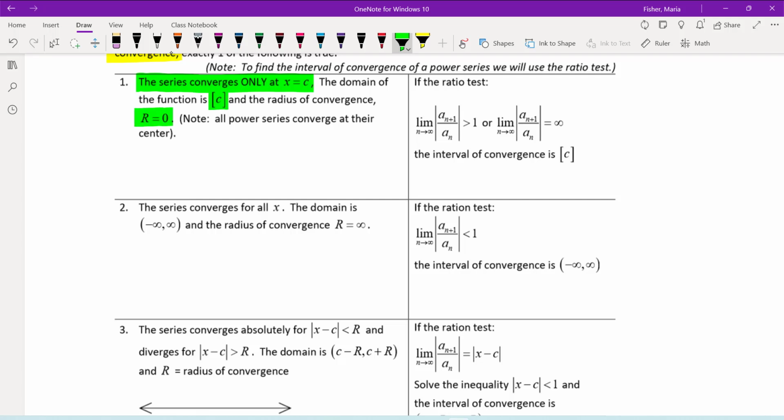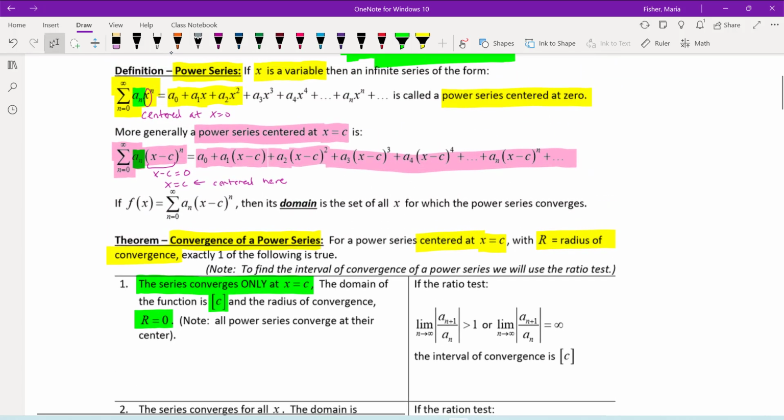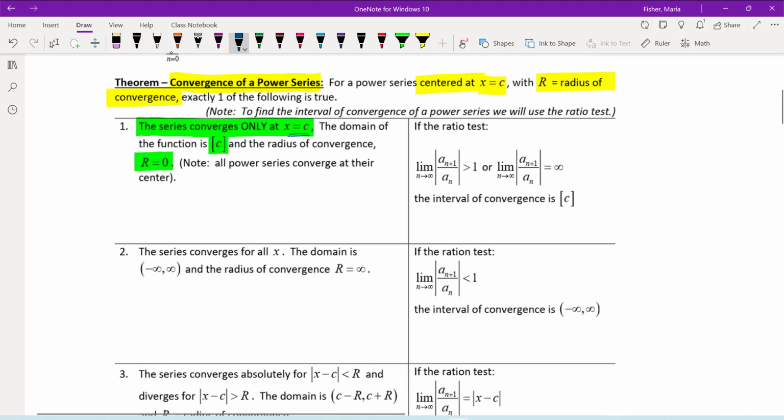radius of convergence is going to be 0. Now note, every single power series converges at its center, and the reason for that is, if you think about it, if you're centered at x equals c, and then you're plugging in a c here for every single one of these x's, then every single one of those terms is just going to be c minus c, which is 0. So then this converges because you're just adding 0 plus 0 plus 0 plus 0 plus 0, and that's why it will converge. But the first option, again, for a power series is that the only thing that's allowed in its domain is c, or that it only converges at its center.